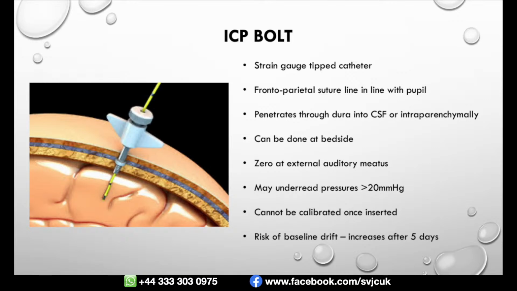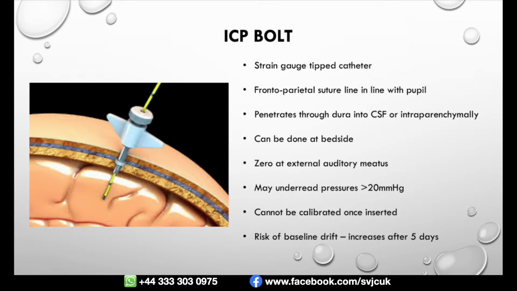Moving on then, this is an ICP bolt, which is a strain gauge tipped catheter, which goes in through the frontoparietal suture line in line with the pupil. So it goes through the dura either into the CSF or intraparenchymally. And whilst the EVD needs to be inserted in theatre in most circumstances, the ICP bolt can be put in at the patient's bedside.